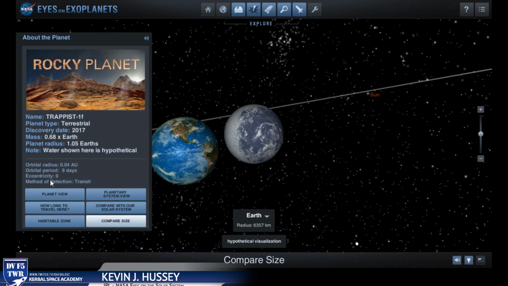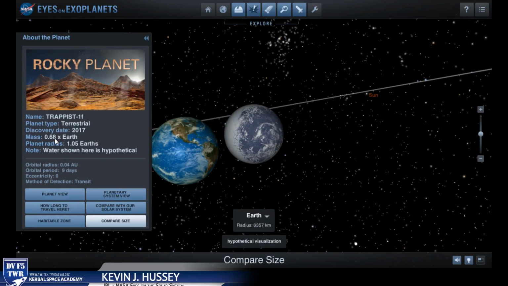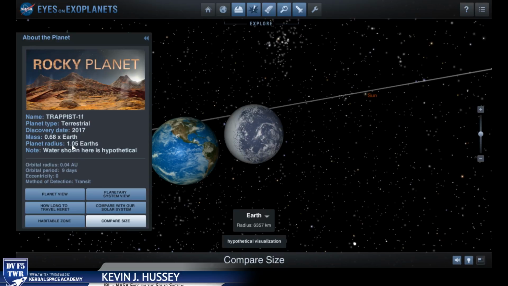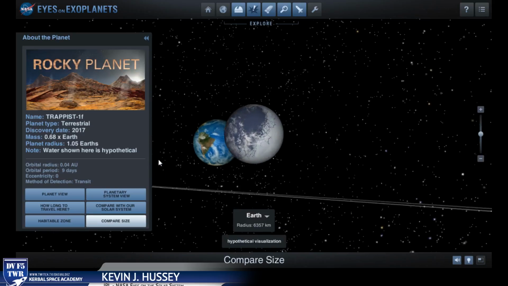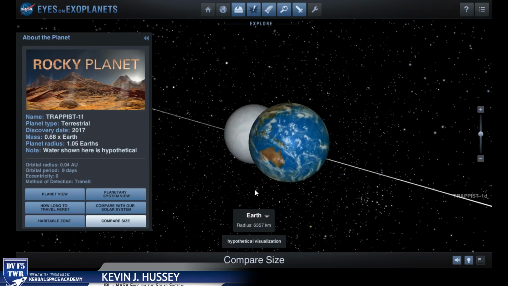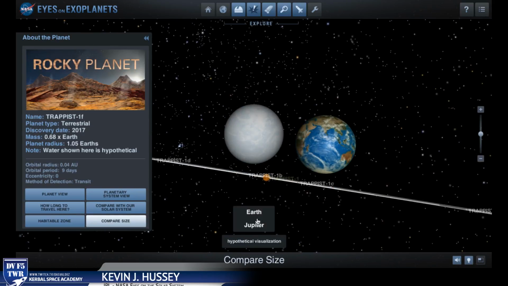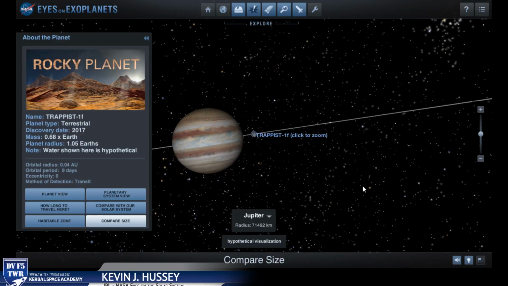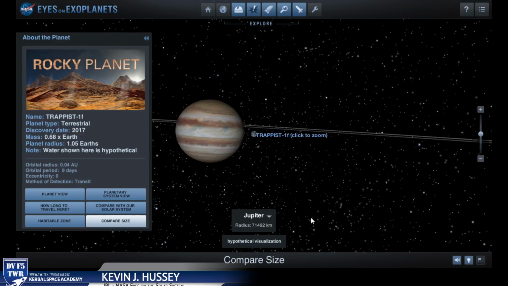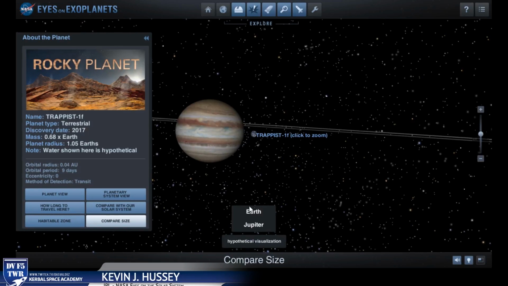And over here, it's only 5% larger. It's a little bit larger, but the mass is less. It's a little bit over half the mass. So you can do these comparisons. You can also compare for other exoplanets. As you can see, that Jupiter is... Wow. Get the idea. Let's go back to Earth.